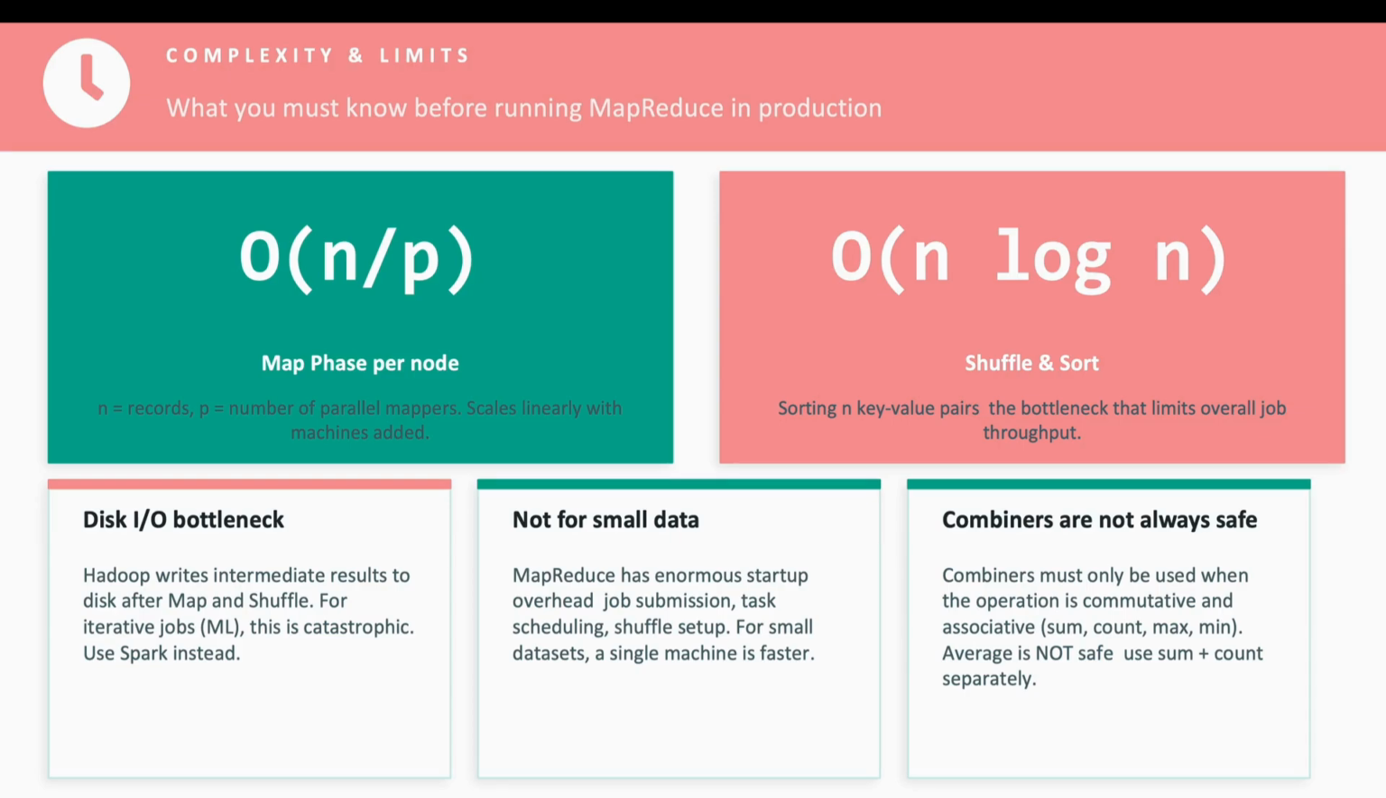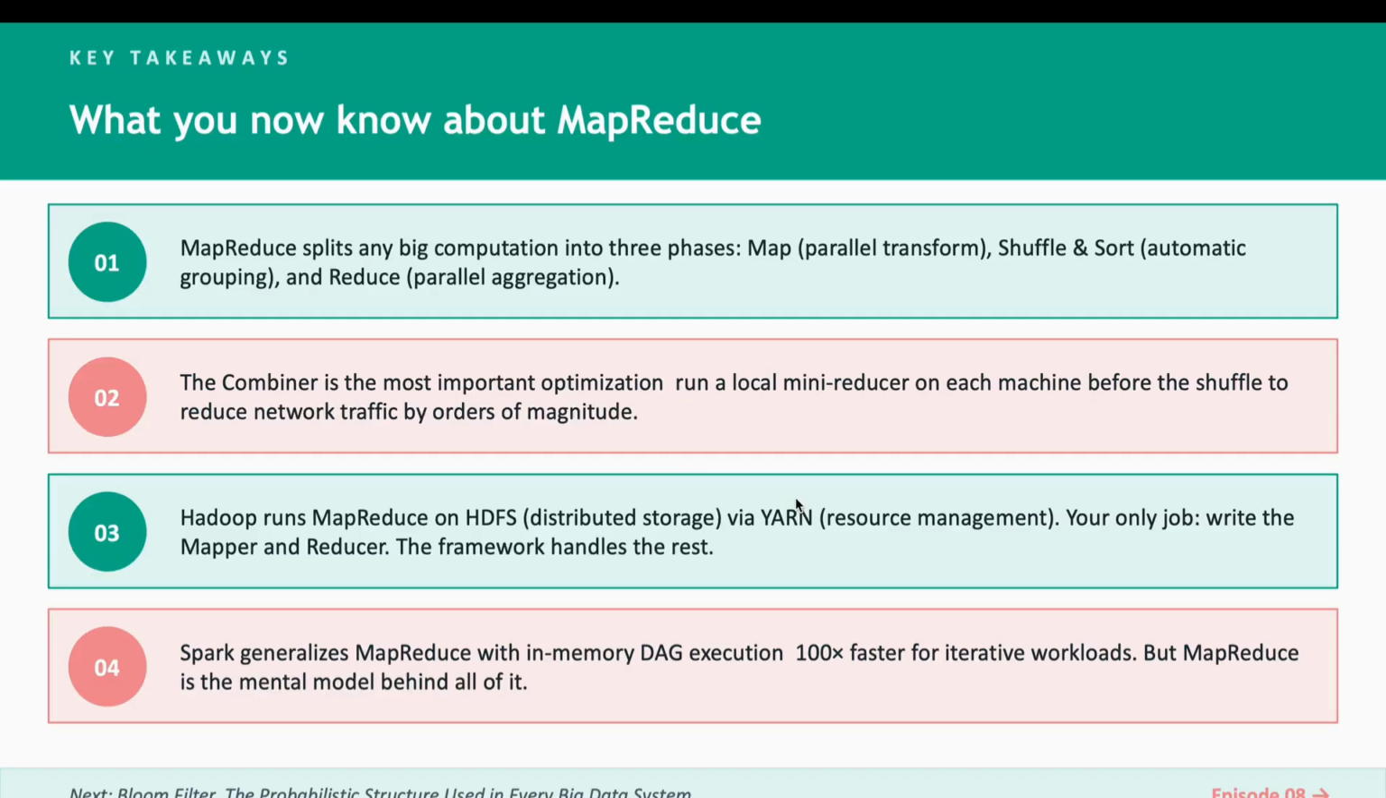Combiners are not always safe. Only use a combiner when the operation is commutative and associative, like sum, count, max. All safe. Average is not safe. Computing average on a partial result gives you the wrong answer. Track sum and count as separate keys and divide in post-processing.